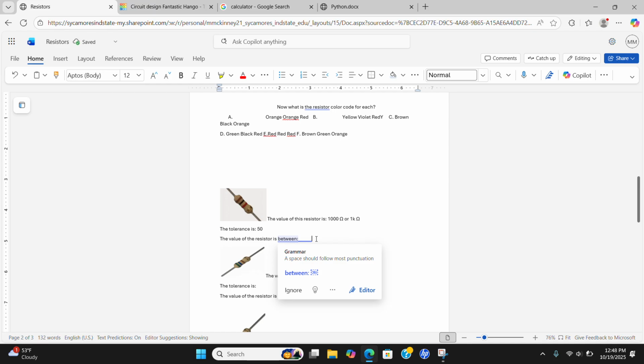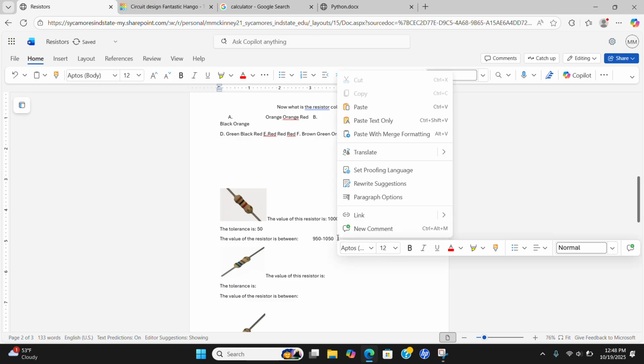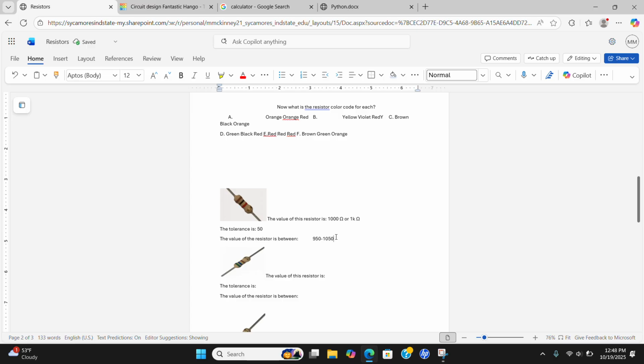Now, what's the value range of the resistor? Well, we're going to take 1,000 minus 50 to get 950. And 1,000 plus 50 is 1,050. So it's between 950 to 1,050 ohms.